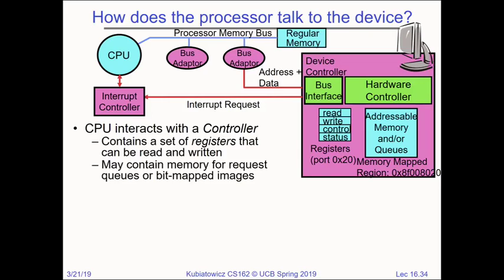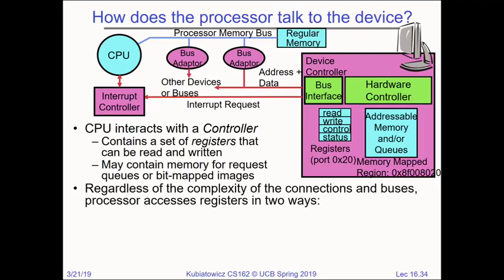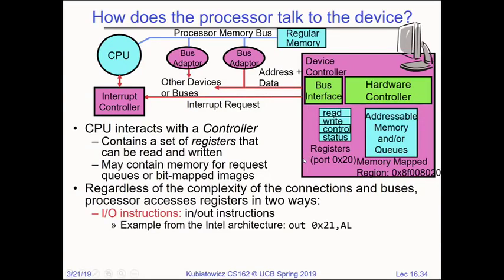You can have memory for request queues, like I can put a bunch of objects to be drawn on the screen. I could put bitmapped images. By reading and writing some of the control registers, I could cause the screen to be cleared. I could cause my images to move. There's all sorts of stuff. And regardless of the complexity of this connection in buses, there's really two ways that we like to think of in terms of how we talk to I/O.